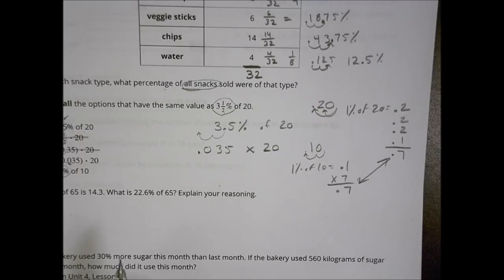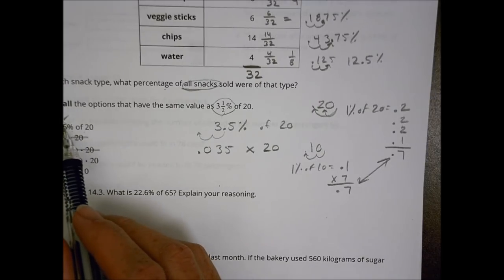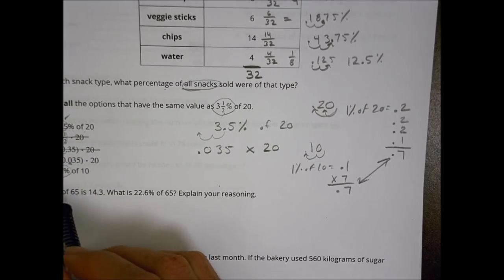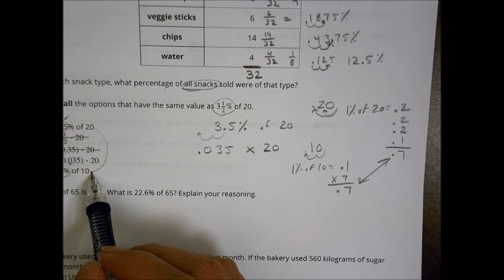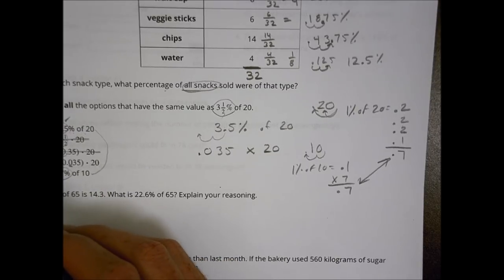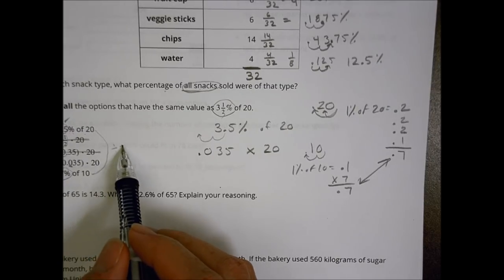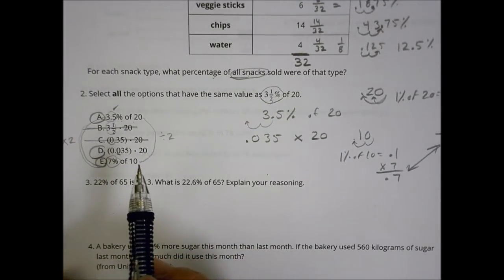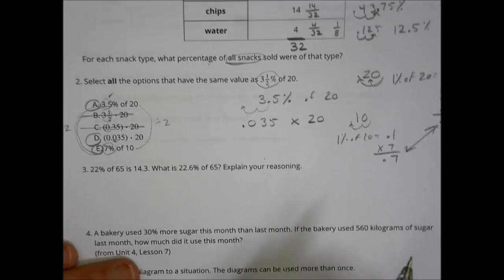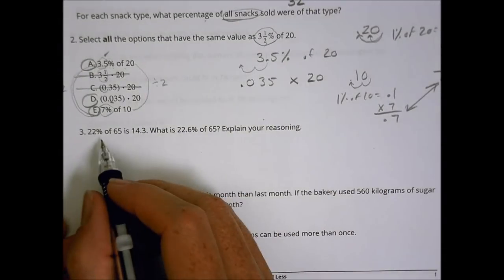What's interesting here is that I am doubling 3.5 times 2 to go that way, and I'm actually reducing in half to go that way. This becomes a times 2, and this becomes a divided by 2. So there's a similarity there in the way those are connected. But we'll get that maybe another time. All right, 22% of 65 is 14.3.